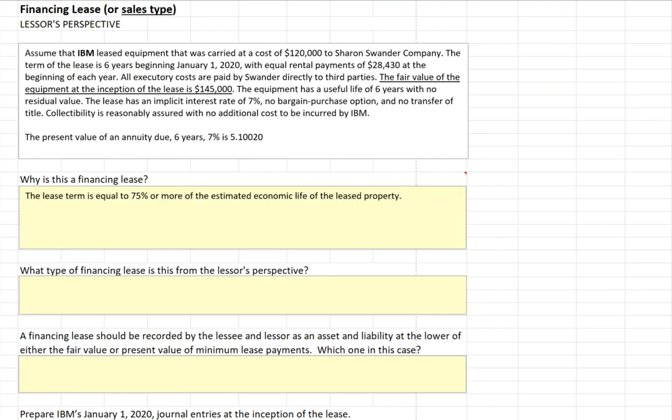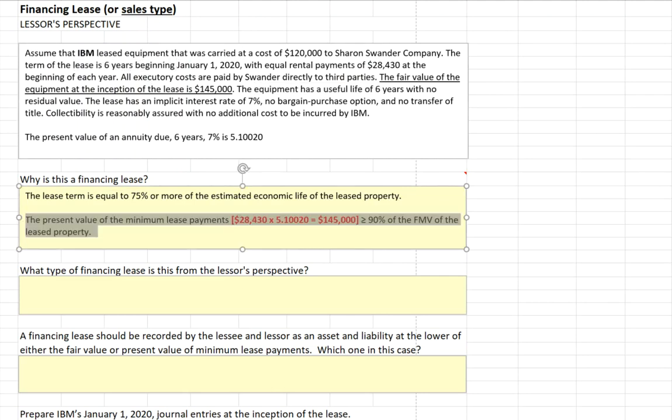The lease term is equal to 75% or more. We are told the equipment has a useful life of 6 years, and there is a 6-year lease term. In terms of the present value, we can calculate the present value of the future minimum lease payments, and those would equal $145,000. We can do that by taking the payment, multiplying it by the present value annuity factor, and that is greater than, in this case it's equal to, the $145,000 fair market value of the equipment.